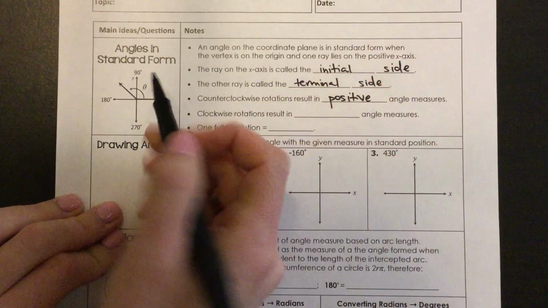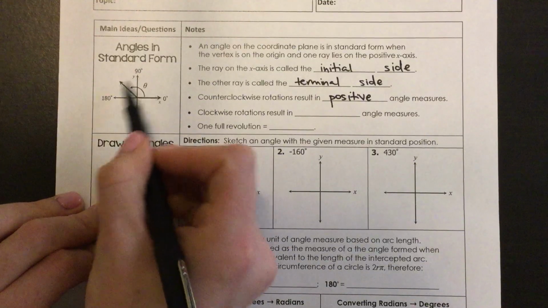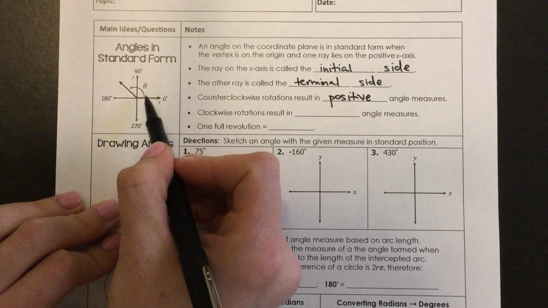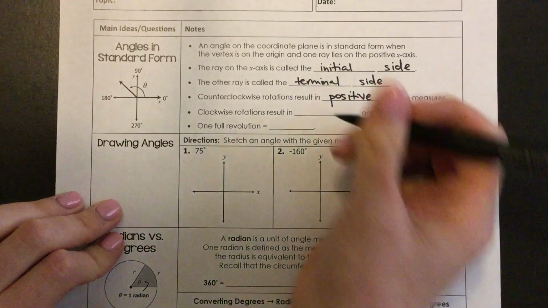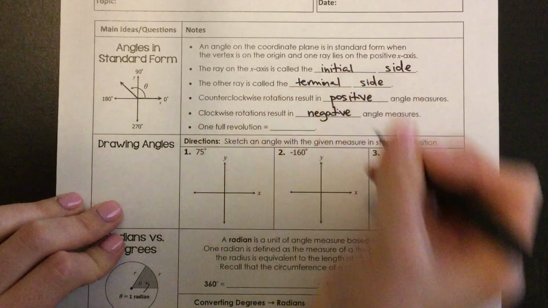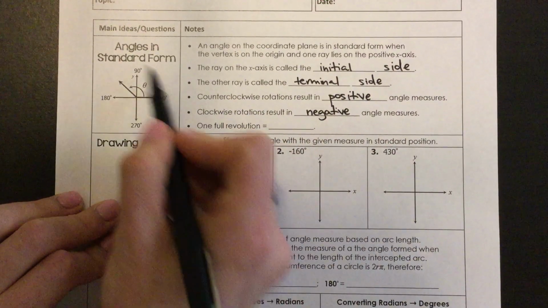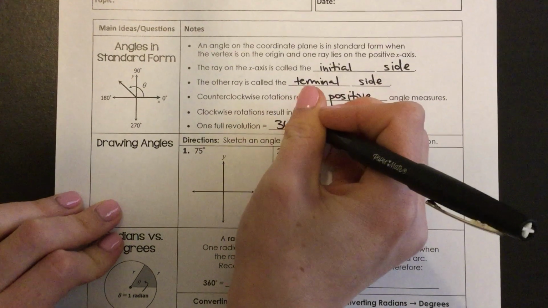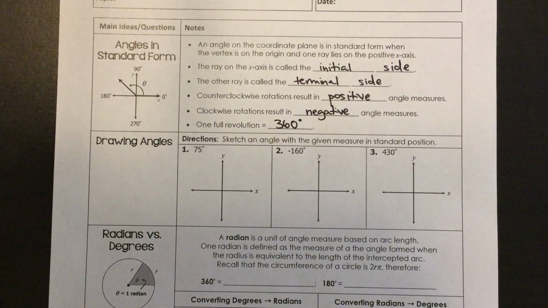So that's our standard form, that we normally rotate in a counterclockwise direction. You can still rotate in a clockwise direction, going back this way. That just results in a negative angle measurement. We consider that to be going backwards. One full revolution all the way around, landing back where you started, is 360 degrees, which I think you guys are familiar with.